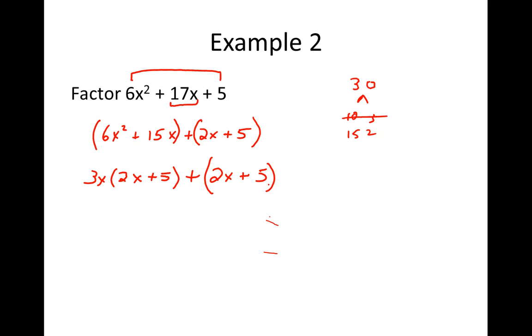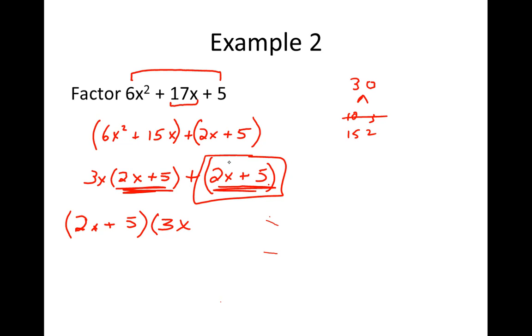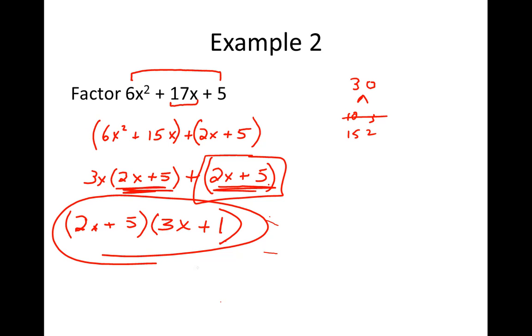Okay, so what do I have now? I can pull out my common factor of 2x plus 5. I got 2x plus 5, 2x plus 5. Let's pull it out. And I have 2x plus 5. And then what am I left with? 3x plus, when I pull a 2x plus 5 out of the 2x plus 5, I'm left with just a 1. So we get 2x plus 5, 3x plus 1, the same thing I got doing trial and error.